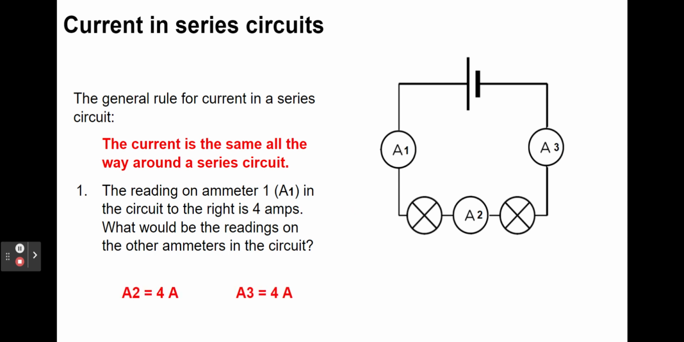So in a series circuit, the current's the same everywhere. So if ammeter 1 is 4 amps, then ammeter 2 is 4 amps and ammeter 3 is also 4 amps. So make a note of that rule, please. Just write that down. The current in the series circuit is always the same everywhere.